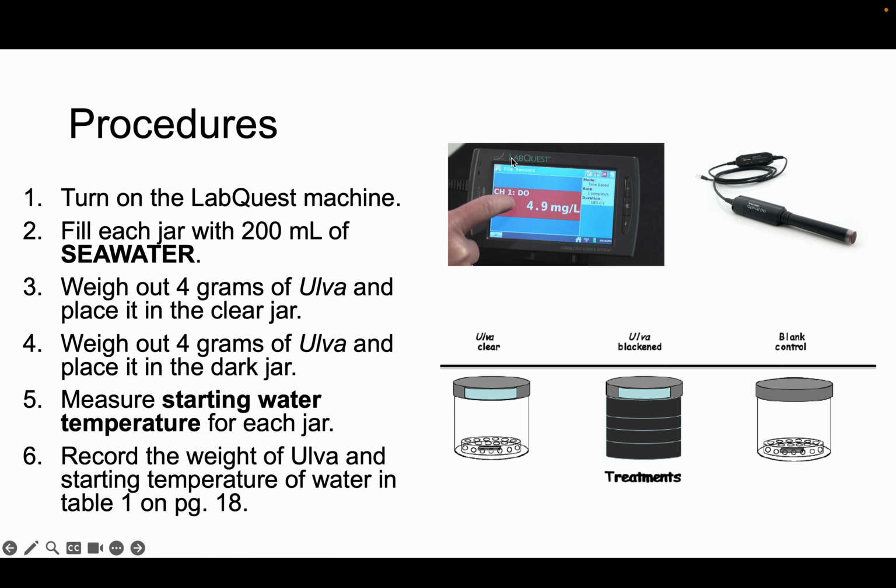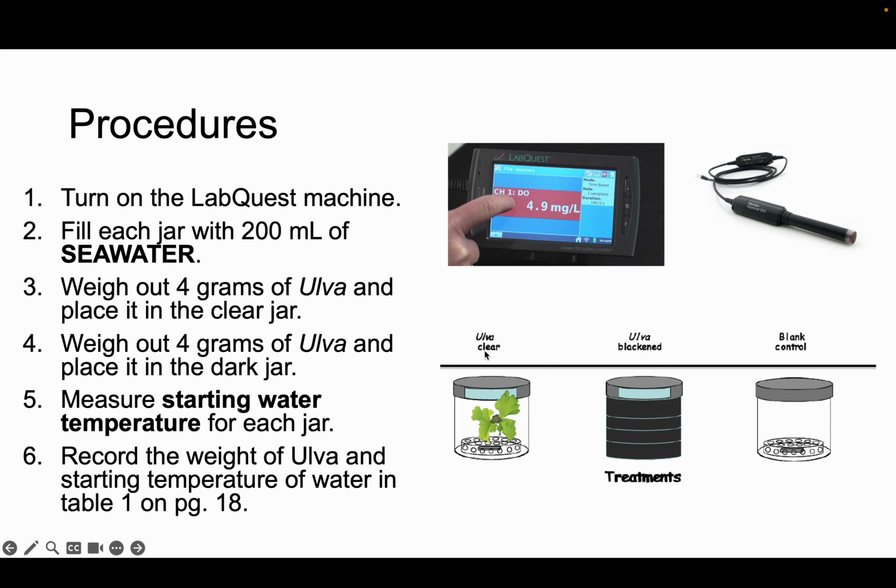Then what you're going to do is have someone put in 200 milliliters of seawater into each jar. You're working with 3 jars. Each jar will get 200 milliliters of seawater. And the key word is seawater. If you put in any other type of water, it will kill the Ulva lobata. And then you'll notice that you have a clear jar, a blackened jar, and then you're going to have a jar with just seawater. This is going to be your control.